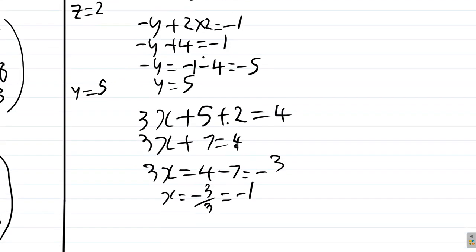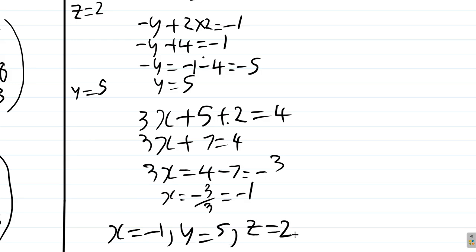So we can summarize and put the solution that we got. X equals negative 1, y equals 5, z equals 2. So that is the solution we got.